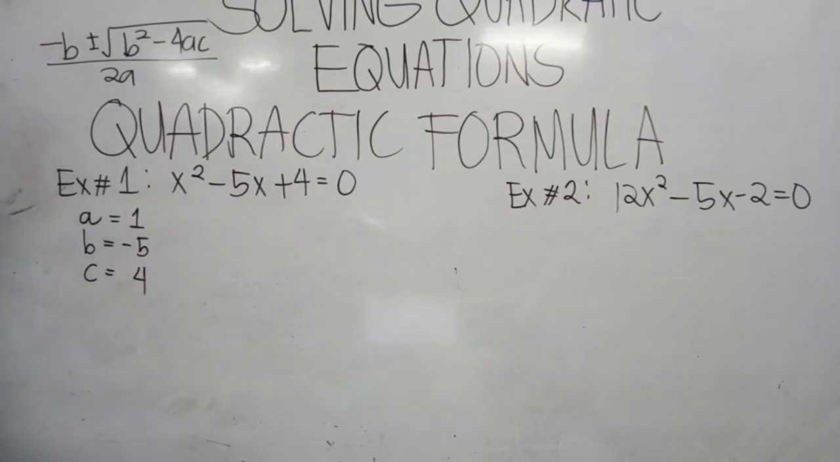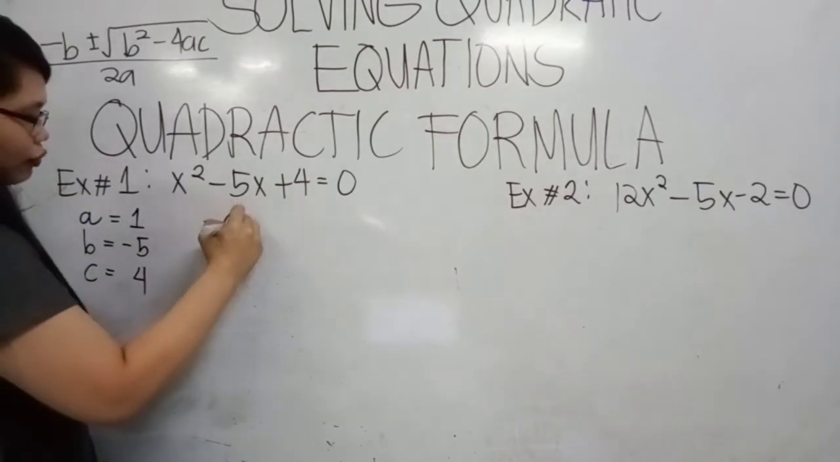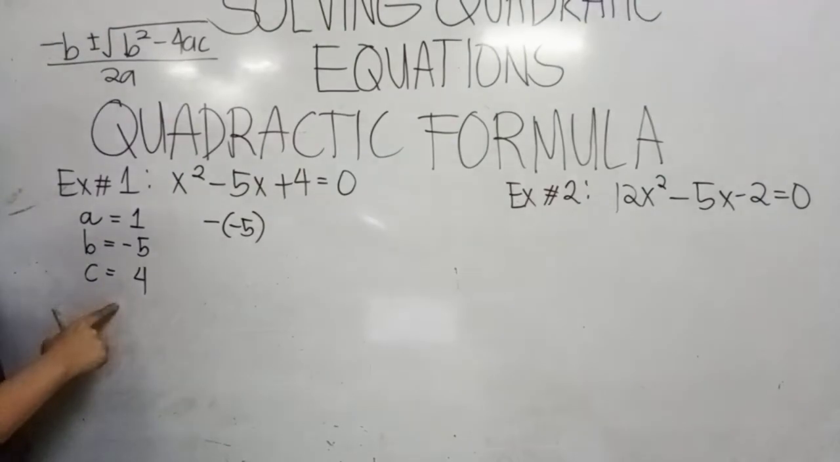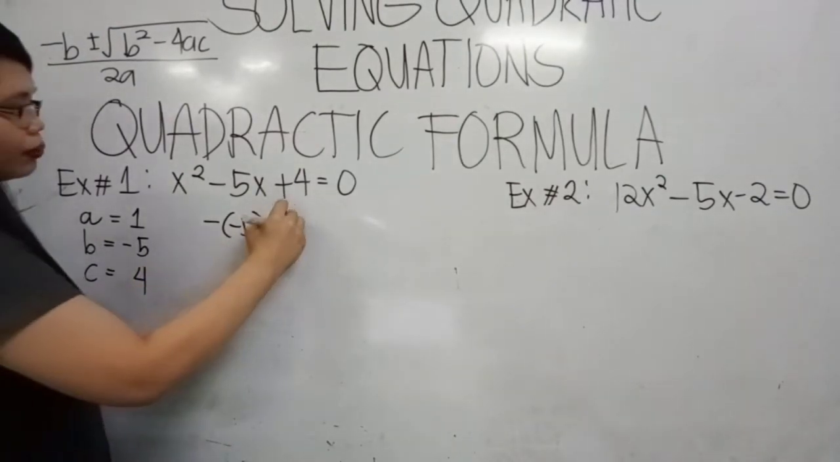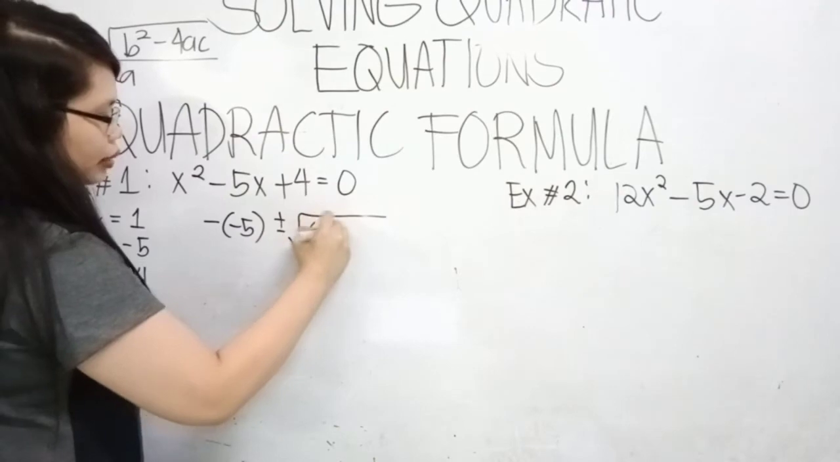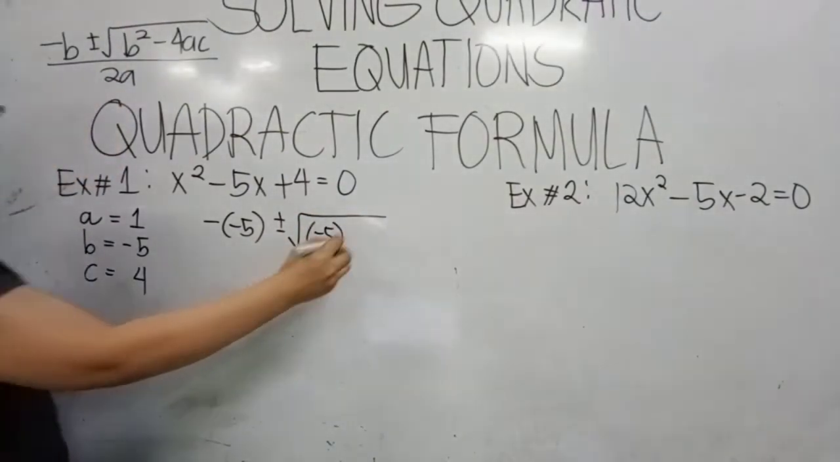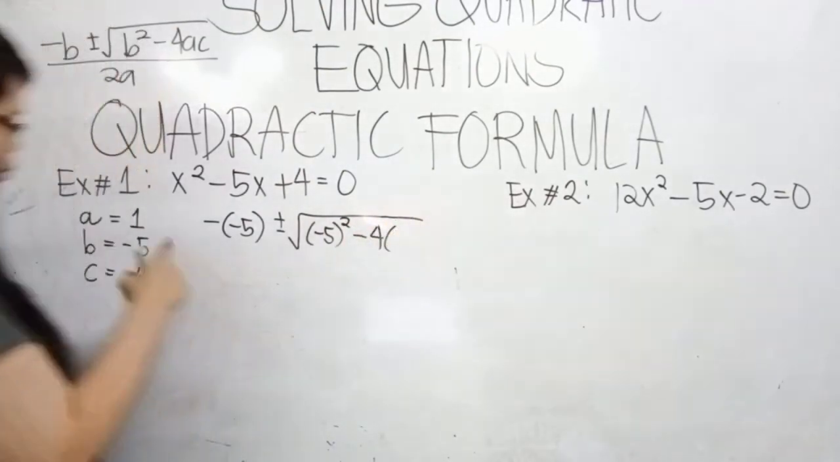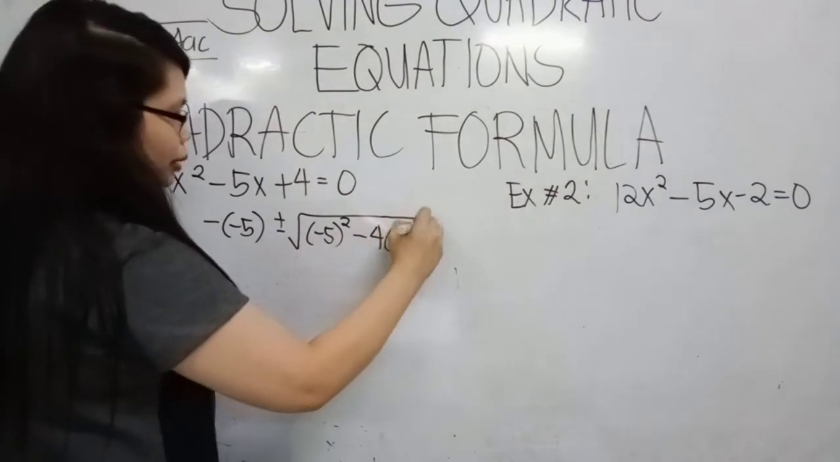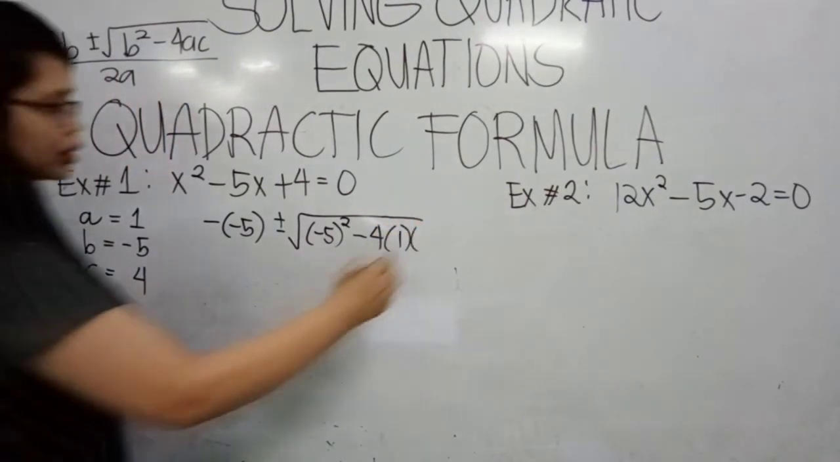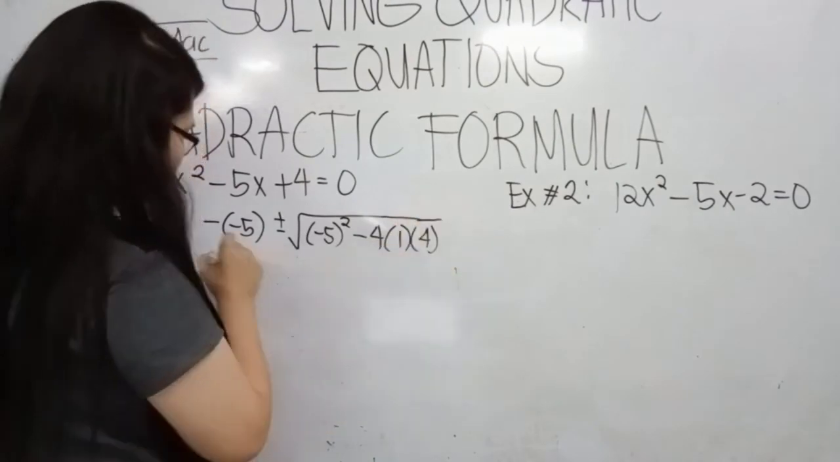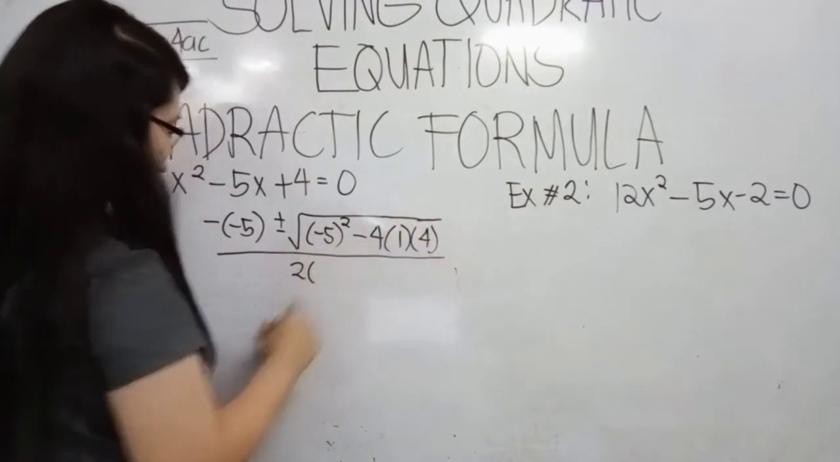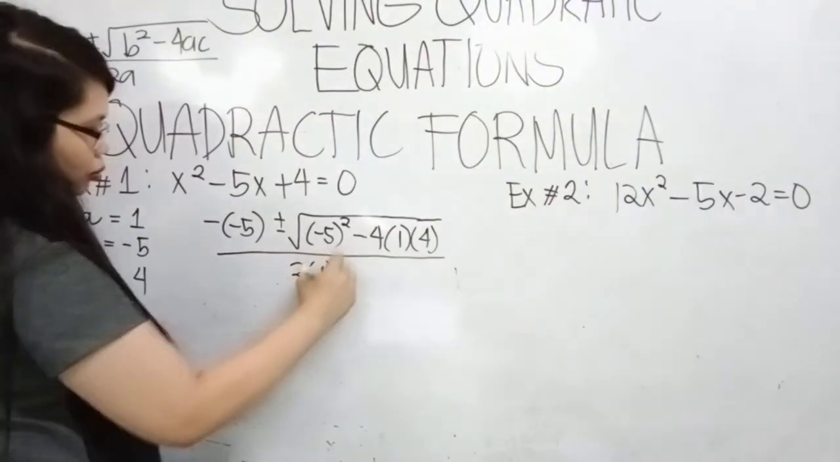Then substitute these values of a, b, and c into our quadratic formula. So we have negative b, which is negative 5, plus or minus the square root of b, which is negative 5, squared, minus 4 multiplied by a, which is 1, multiplied by c, which is 4, all over 2 multiplied by 1. So our a is 1.